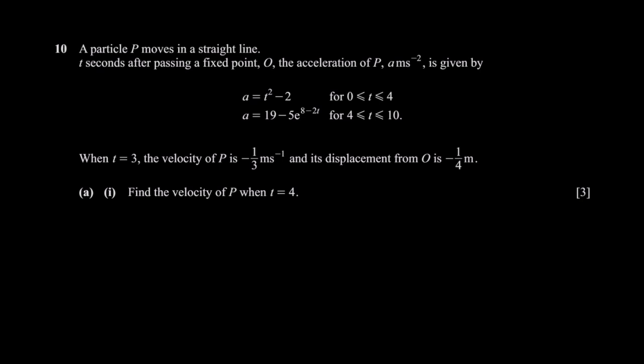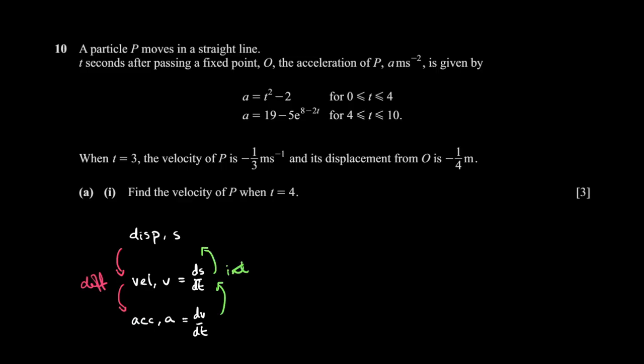Okay, so in order to understand this, we basically have to understand the relationship between displacement, which we call s, and velocity, which we call v, and acceleration, which we call a. And basically, velocity is the rate of change of displacement with respect to time, so it's ds/dt. And acceleration is the rate of change of velocity with respect to time, so it's dv/dt. And so if I want to go from displacement to velocity and from velocity to acceleration, I differentiate. And consequently, if I want to go from acceleration up to velocity or from velocity up to displacement, I need to integrate. Why? Because integration is the reverse of differentiation.